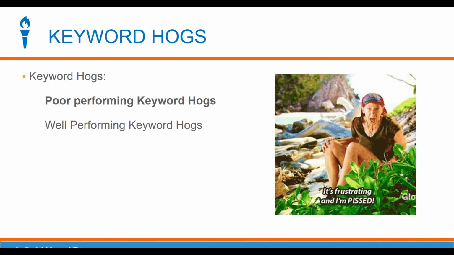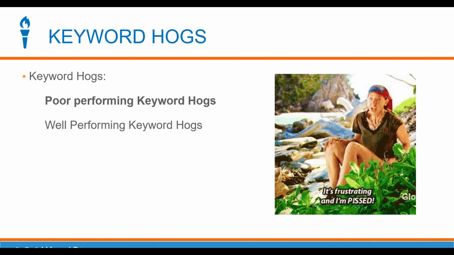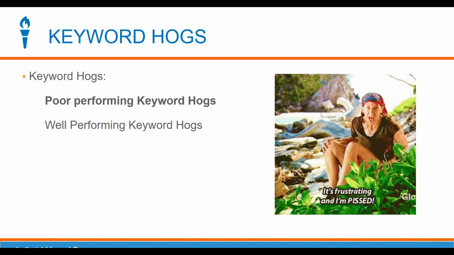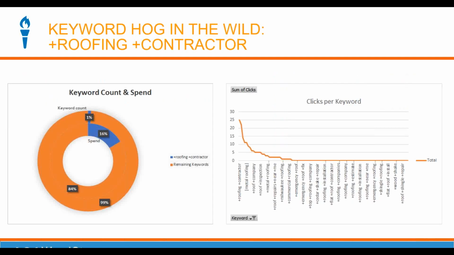But going back to keywords, there's two kinds of keyword hogs that you'll encounter in your account. There's keyword hogs that are poor performers, and there's keyword hogs that are actually top performers. So what I want to start off with today is by looking at the poor performers first, since those are the easy no-brainers to get off the island. So here we have a poor performing keyword, roofing contractor, set to modified broad.